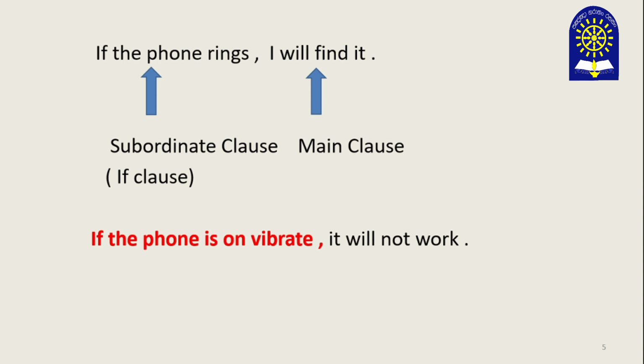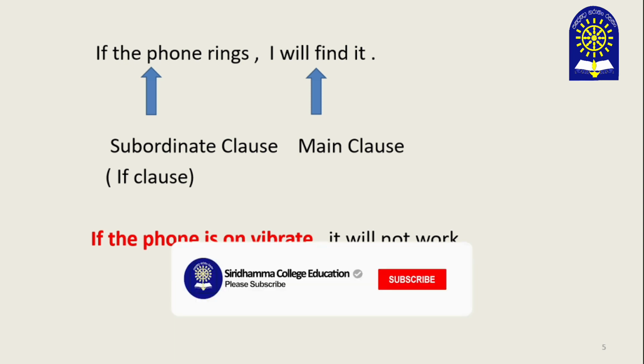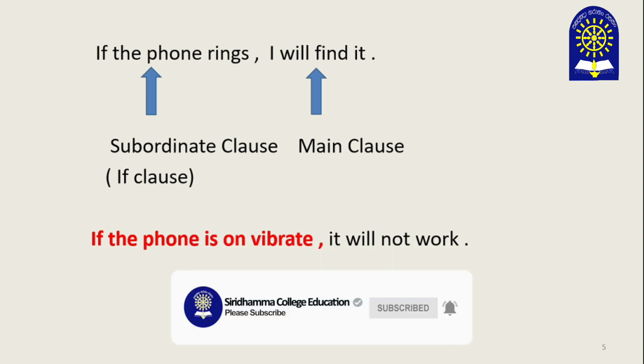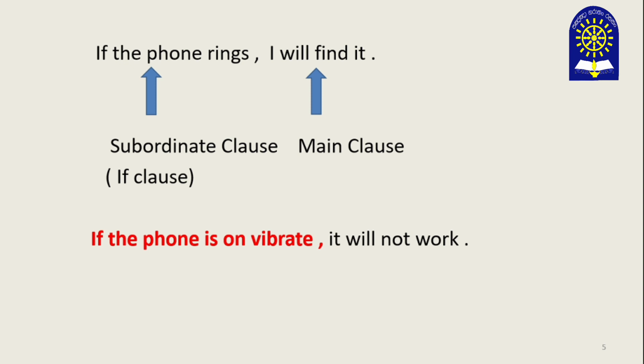Look at the second part of the sentence. I will find it. Does it have a meaning? Yes, it's a complete sentence. So we call it the main clause. So we can divide this sentence into two parts, as I told you, condition and the result. And there is another term for condition, subordinate clause or the if clause. And the result is also called the main clause.